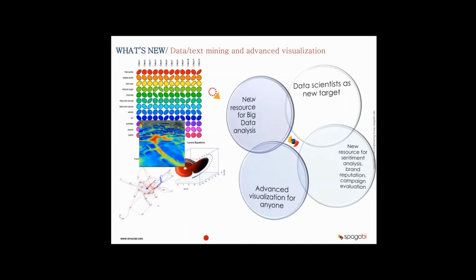Then, data mining. In version 5, we have the integration of R into SpagoBI, so that the final user, but not only the final user, can perform advanced data analysis in order to extract knowledge from data and also to improve decision making and business strategies. The integration of R allows the use of new resources for big data analysis and new advanced visualization for anyone.